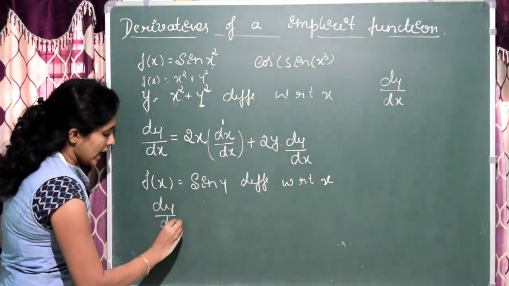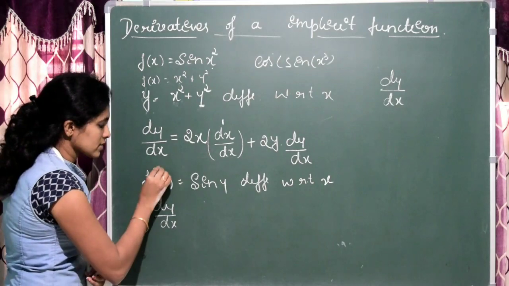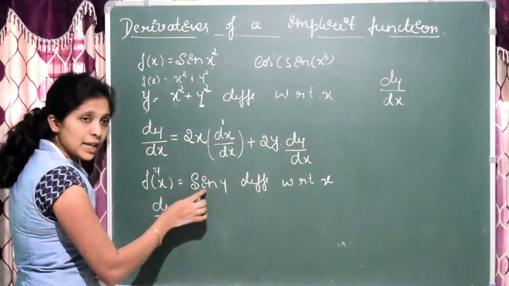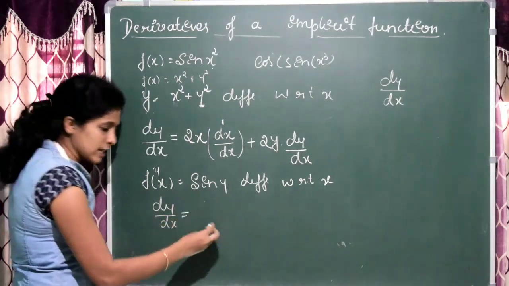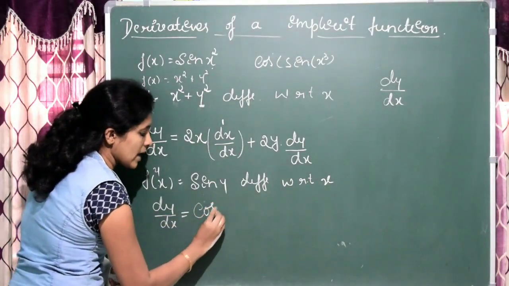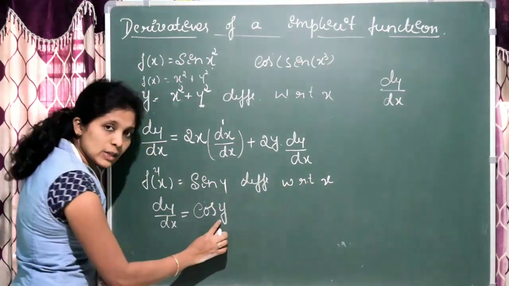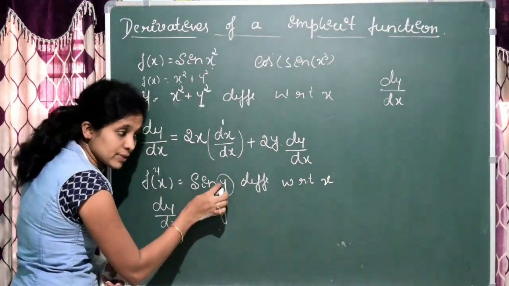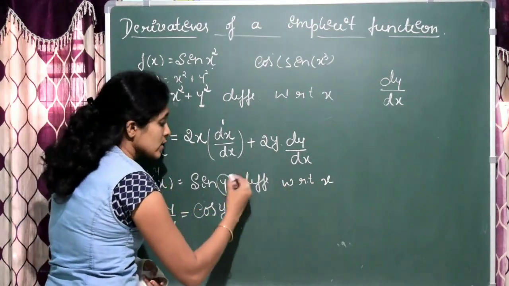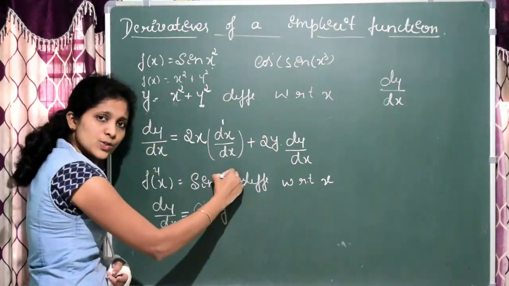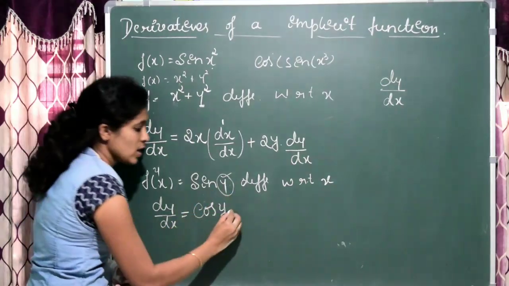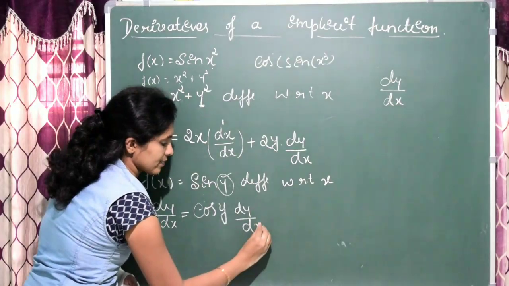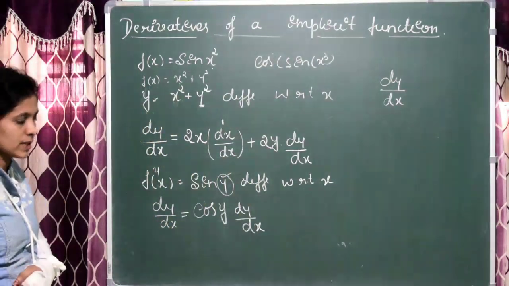As I told you, either you can consider this as f of x or you can consider it as y. So the derivative of this will be dy by dx is equal to the derivative of sin y. The derivative of sin y, you know that it is equal to cos y. But if it is x, then directly you can write cos x. But here the variable is y, and you are differentiating with respect to x. So you have to find the derivative of y also. So this will be now dy by dx. Okay, I hope you understood this one.